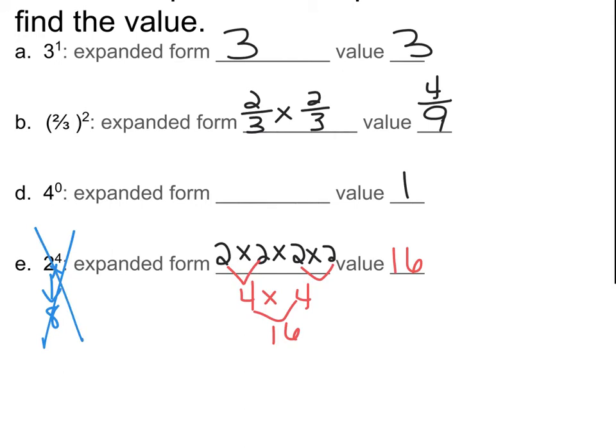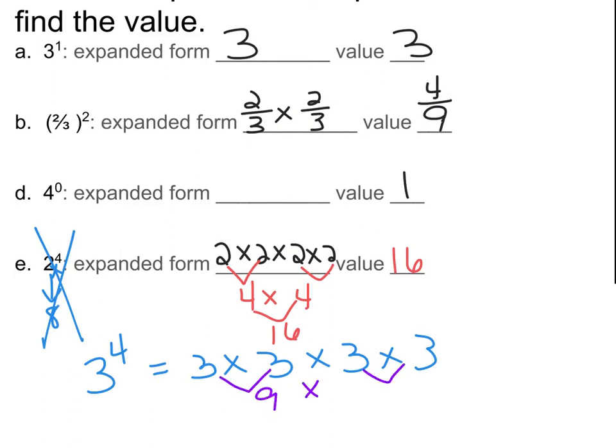So if I had, let's see, 3 to the 4th power, then what I would do, I would write it out 3 times 3 times 3 times 3. And then I could go ahead and do my multiplication. So I would do 3 times 3 is 9, 3 times 3 is 9, and 9 times 9 is 81. So you see the difference, how it grows more. So when they're giving you an exponent, they usually say that it grows exponentially. That means it's growing really, really fast.